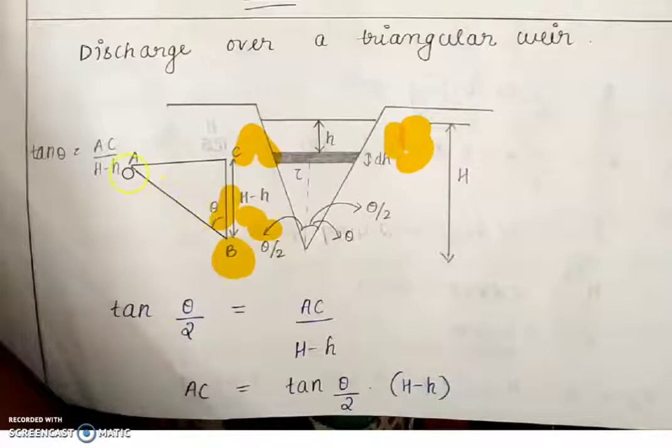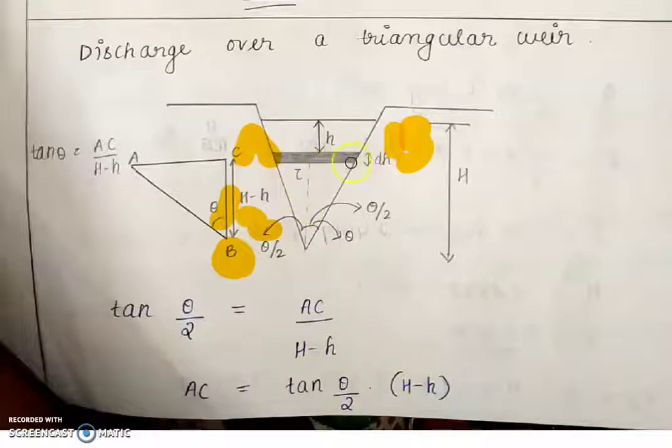So tan theta by 2 is equal to AC by H minus h. That is, tan theta by 2 is opposite by adjacent side, so AC by H minus h. So from here, AC is equal to tan theta by 2 into H minus h. So half this one. This is AC, isn't it?